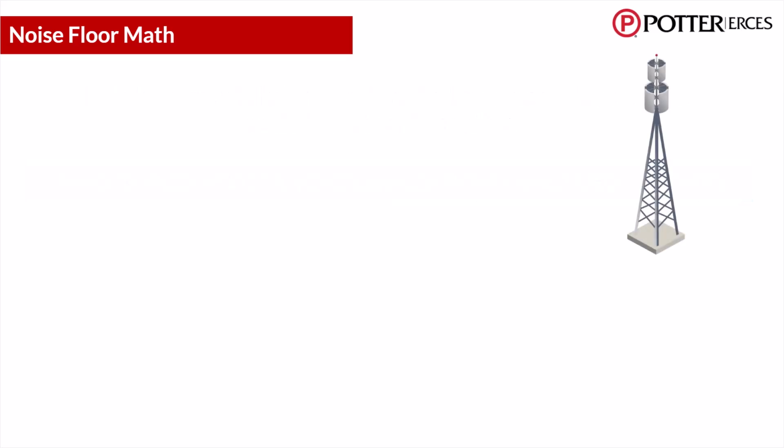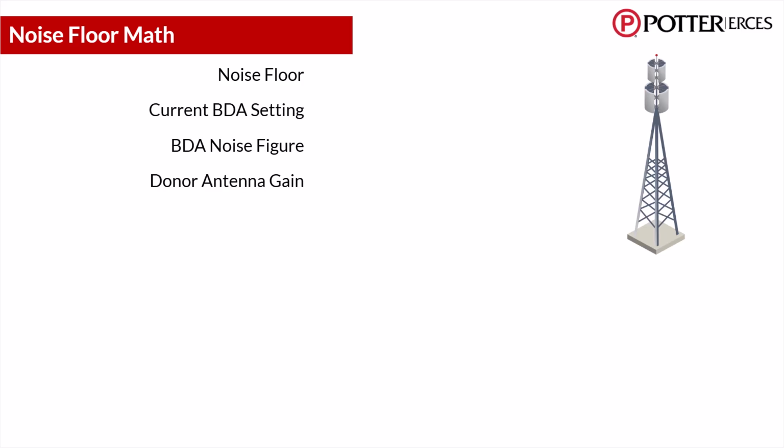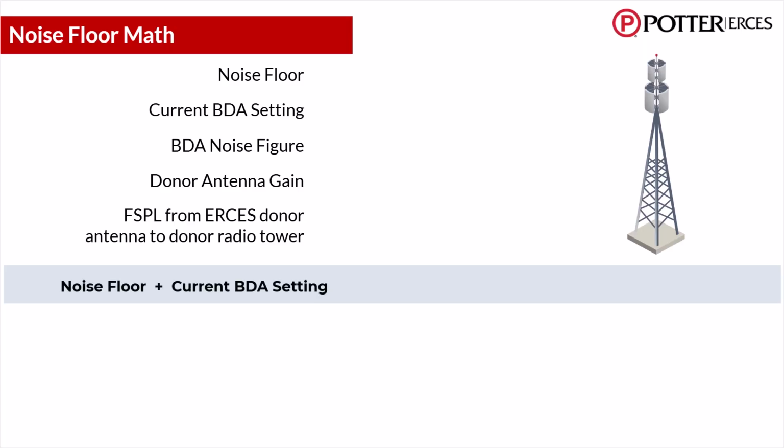To do this noise floor math, there is certain information that you will need. 1. You'll need to attain from the FCC licensee the current noise floor of the tower you will be transmitting to. 2. You will need your current BDA setting. 3. The BDA noise figure. 4. The donor antenna gain. And 5. The free space path loss from the ERCES donor antenna to the donor radio tower. Once you have these numbers, you will then add the noise floor to your current BDA setting, then add the BDA noise figure, add your antenna gain, and subtract the free space path loss from the ERCES donor antenna to the donor radio tower.